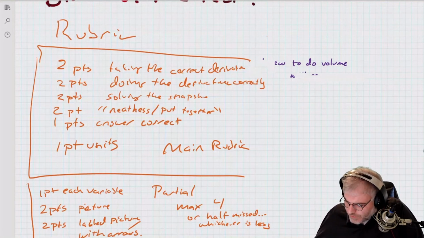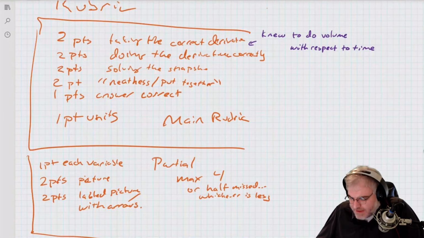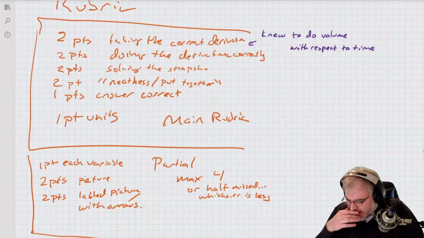So this is kind of, you knew what to do. All right, and then you did it correctly. That was another 2 points. For the snapshot data, that's 2 points. For neatness, putting everything together, 2 points. Your answer being correct, 1 point, and 1 point for having the unit. So there's the 10 points.